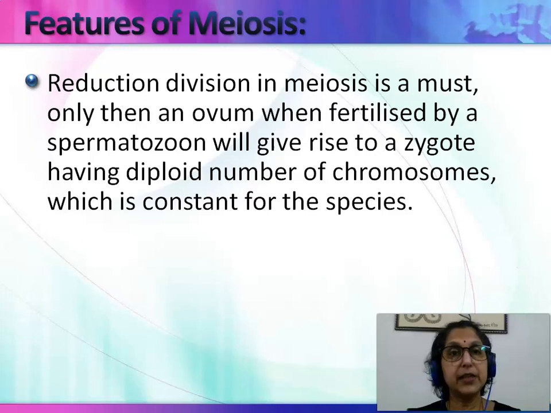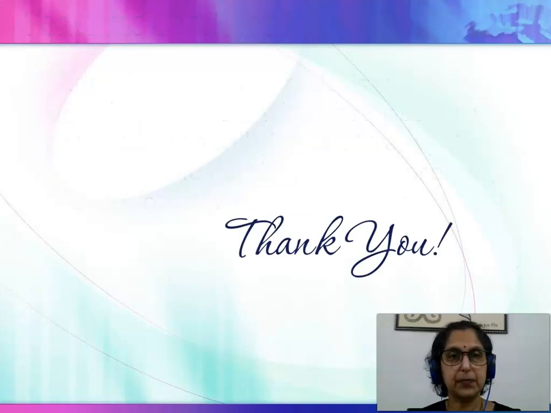Reduction division in meiosis is a must. Only then an ovum, when fertilized with a spermatozoon, will give rise to a zygote having diploid number of chromosomes, which is constant for the particular species. Thus, we have studied the two different types of cell divisions today, mitosis and meiosis.